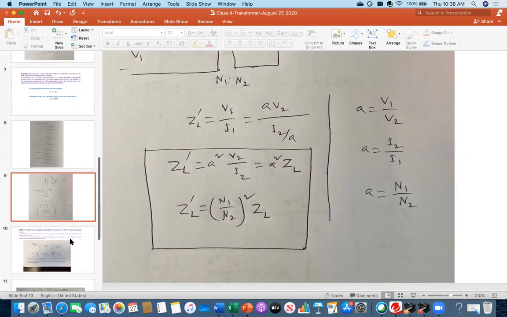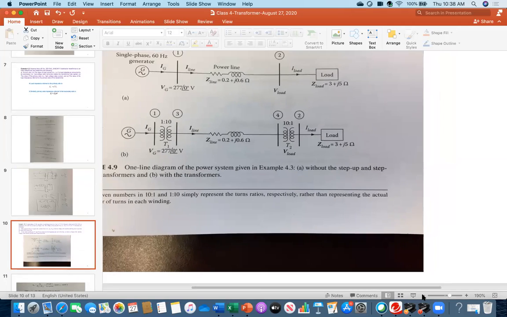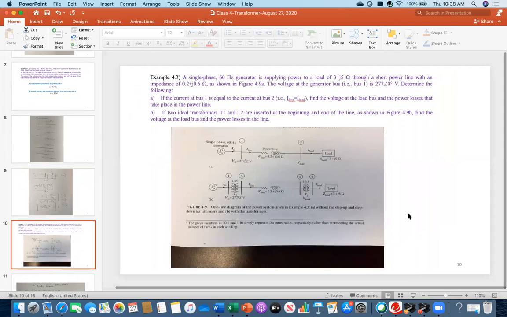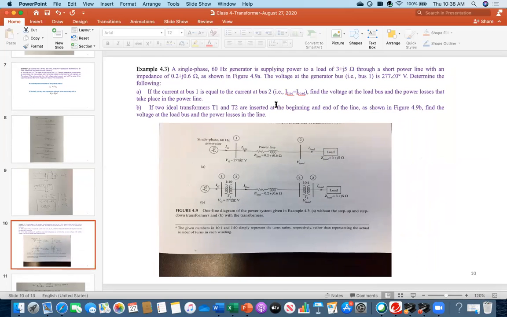Okay, so now moving forward, let me zoom in a little bit. Everybody please read this problem. This is a big and pretty interesting problem, an actual transformer problem. A single phase 60 Hz generator is supplying power to a load of 3 plus j5 ohm through a short power line with an impedance as shown in figure 4.98.